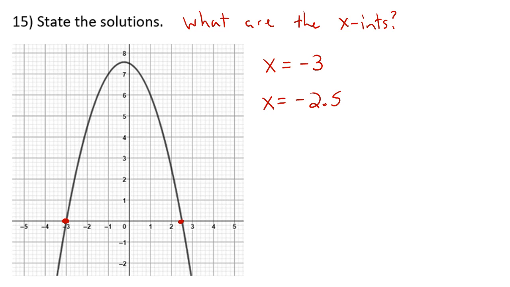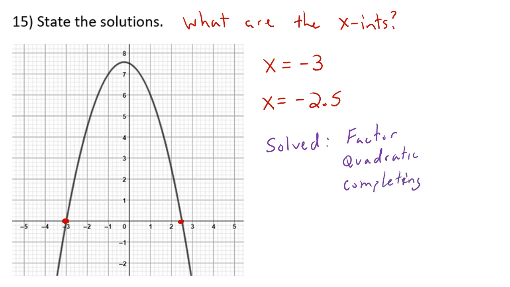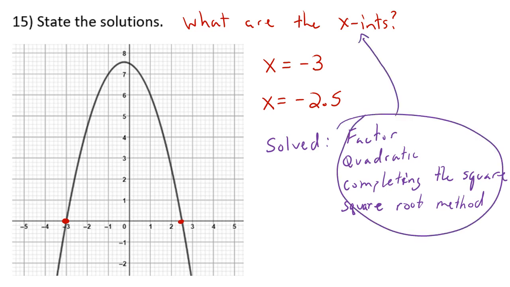So keep in mind, when you solved by factoring, quadratic formula, completing the square, and the square root method, all of them, we're finding your x-intercepts, which sometimes are called zeros and sometimes are called roots, but they're all x-intercepts.